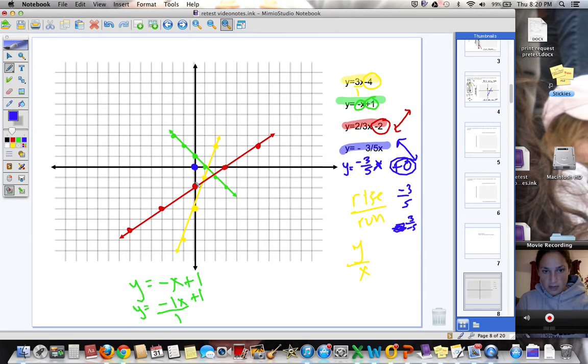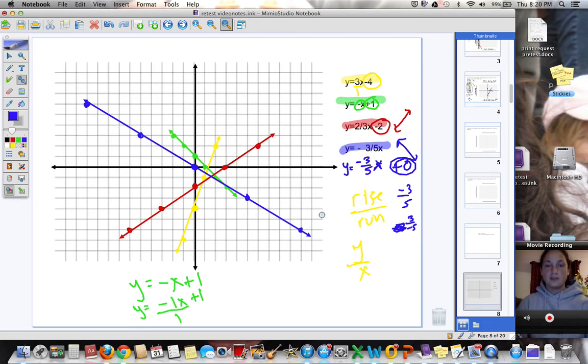So I can go down 3, 1, 2, 3, and right 5, 1, 2, 3, 4, 5. Or you can go up 3 and back 5. Up 3, 1, 2, 3. So it's always rise over run, rise over run. So when I graph this, it is pointing down. It's a nice negative.